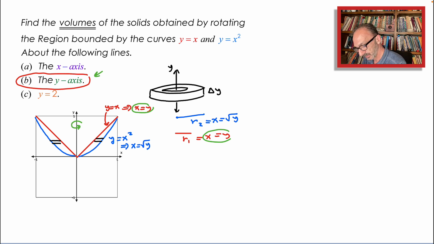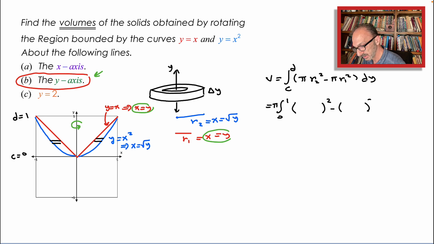Now we need to write the volume. The volume is pi R2 square minus pi R1 square with respect to y. Since we're using y, we're going to go from C to D. C is 0 and D is 1. So the volume is from 0 to 1. Let's take pi outside, and R2 square minus R1 square, all with respect to y. So dy.